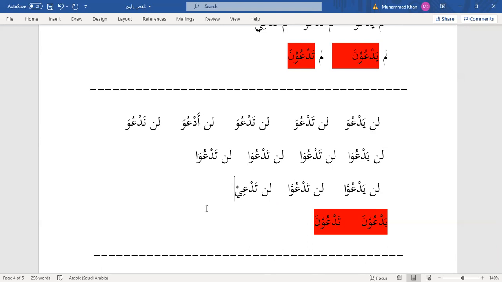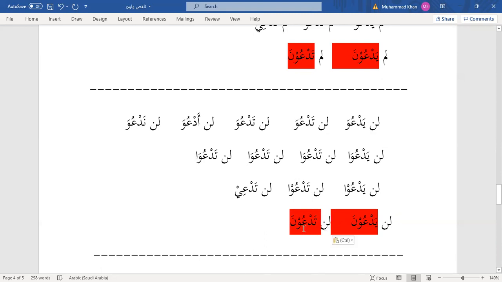Between, for example, here, if we have lan yad'u and lan yad'uwa, these two and these two will look like they're the same, but here this is part of the construction. This alif is sakin. This alif is extra. So I thought it was between the nouns also. Sometimes they end with waw and noon. So I was thinking like.